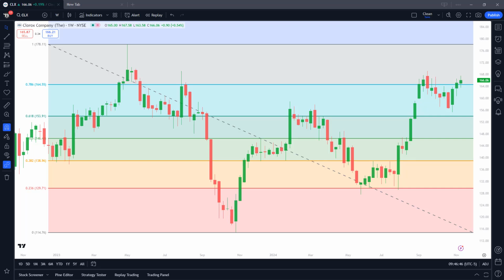So what I'm showing here on a chart is called price action, or candlestick patterns. It's the most important thing to learn as a trader.